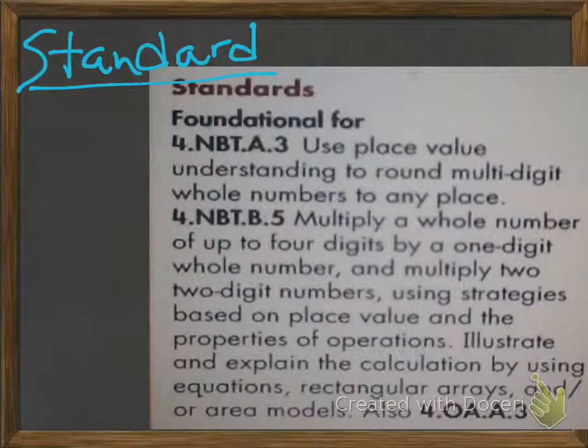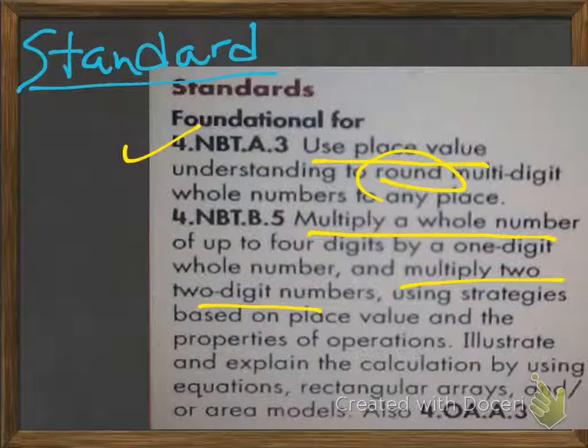The standards, we have a couple of them here. We're going to use place value understanding to round multi-digit whole numbers to any place, as well as multiply a whole number of up to 4 digits by a 1-digit whole number, and multiply 2-digit numbers by two-digit numbers, using strategies based on place value.